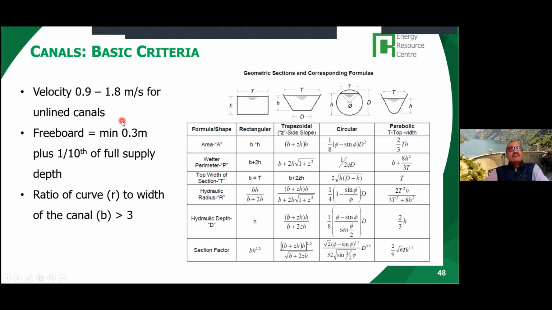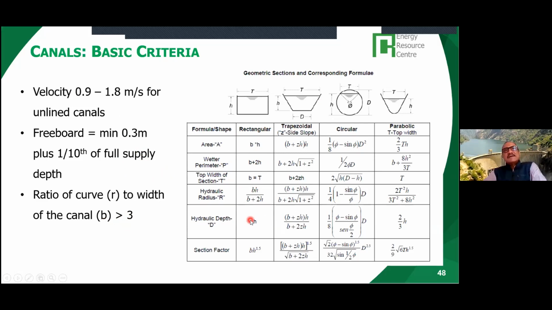So the basic criteria we use to design the canal: for unlined canal, the velocity should be between 0.9 and 1.8 meters per second. Freeboard should be minimum 0.3 meter plus 1/10 of the full supply depth. If the alignment is a curve, the ratio of curve radius to canal width should be more than 3. In a rectangular canal, B times H is the area. These are the different hydraulic depth calculations.